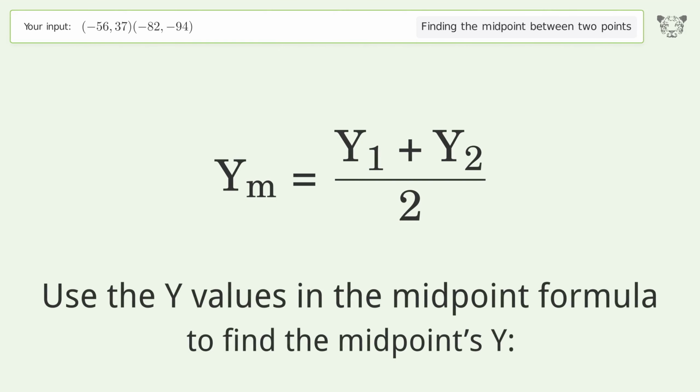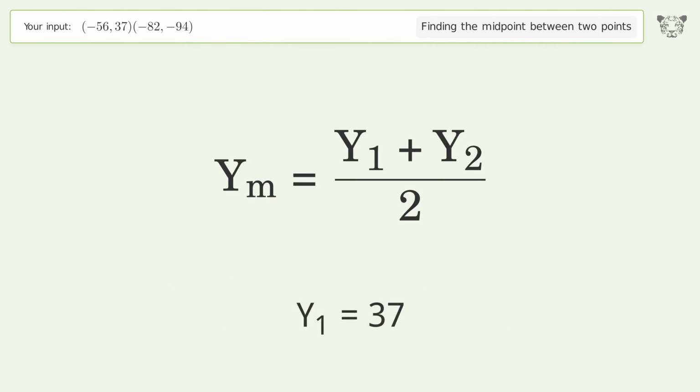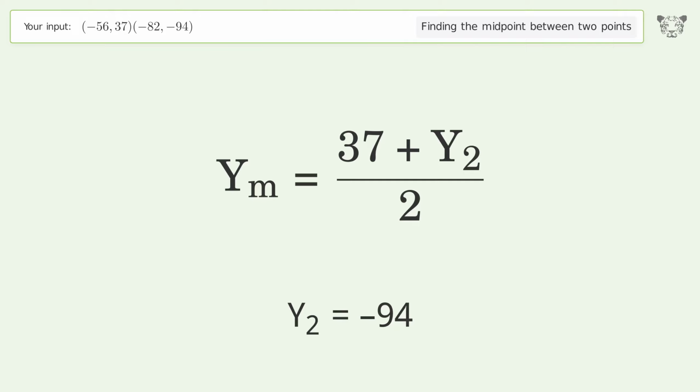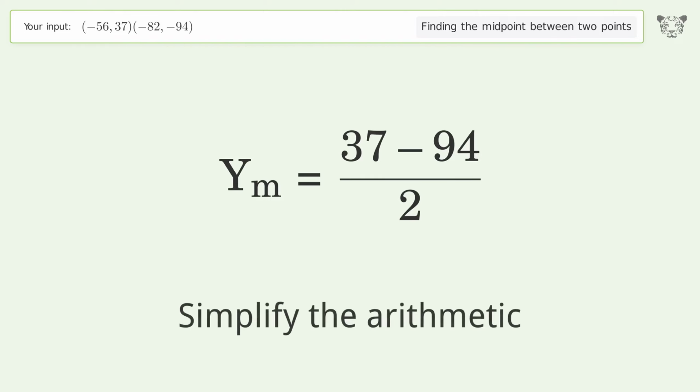Use the y values in the midpoint formula to find the midpoint's y. y1 equals 37. y2 equals -94. Simplify the arithmetic.